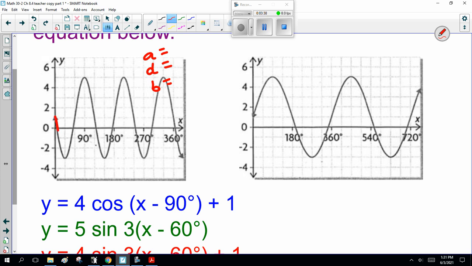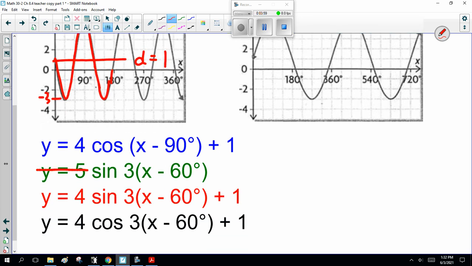Let's look at this one here. Eyeballing it, where's my midline? Let's go down to minus 3 and up to 5. So my D value for this one is 1. So it can't be this one.